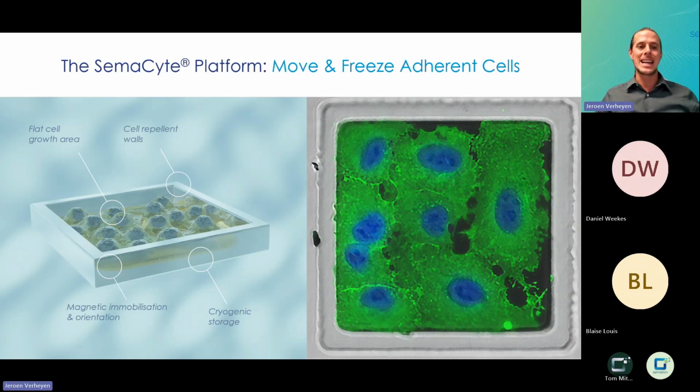And then finally, there is a magnetic material that we've incorporated in these microcarriers, which allows you to immobilize the microcarriers, for example, at the bottom of a well plate, and also change their orientation so you can tilt them in 3D as well. What you can see on the right here is a single SemaCyte microcarrier with A549 lung cancer cells stained for actin and DAPI after PFA fixation.